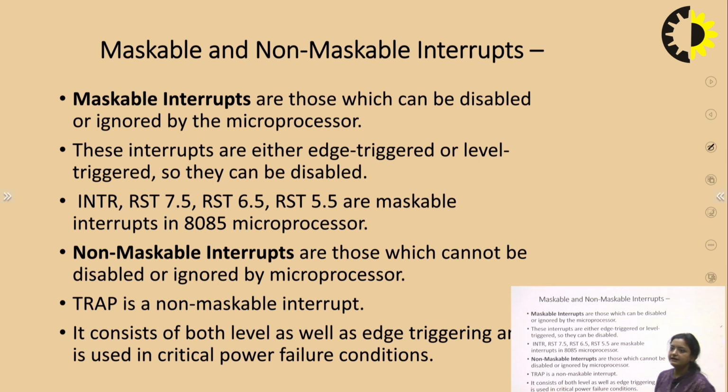Okay, so maskable and non-maskable interrupts, I have already discussed, but we'll discuss once again. Maskable interrupts are those which can be disabled by the programmer whenever he or she wishes, and non-maskable are those which cannot be disabled. So trap is the only interrupt which is non-maskable. All the other interrupts in 8085 microprocessor are maskable. That is, they can be ignored, deleted or disabled by the programmer.